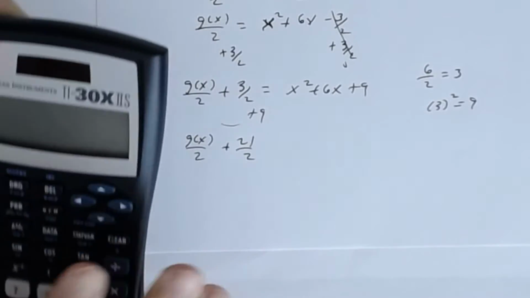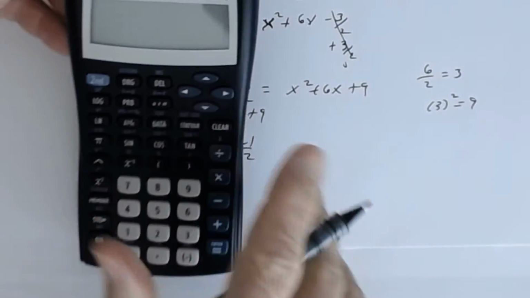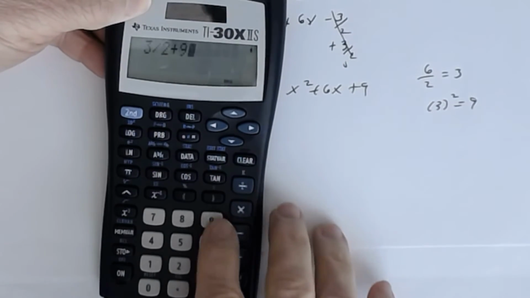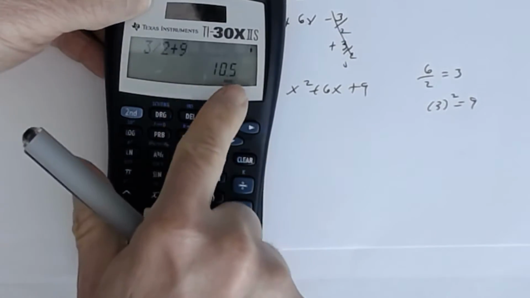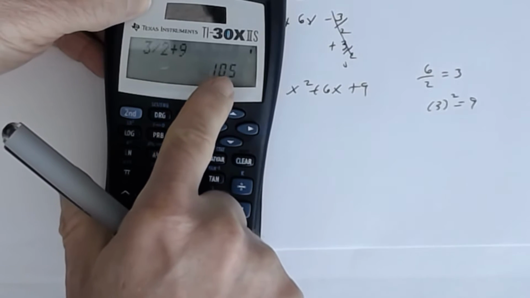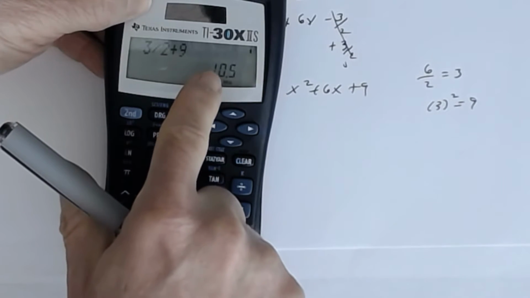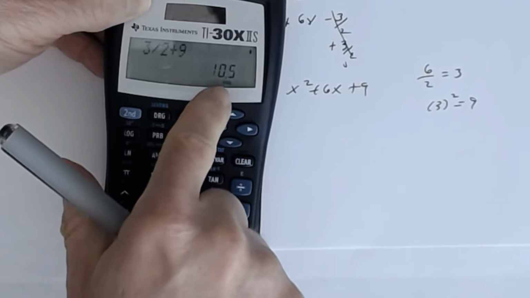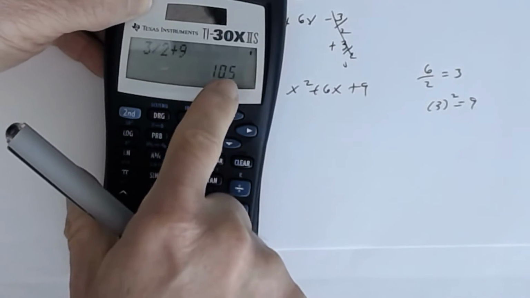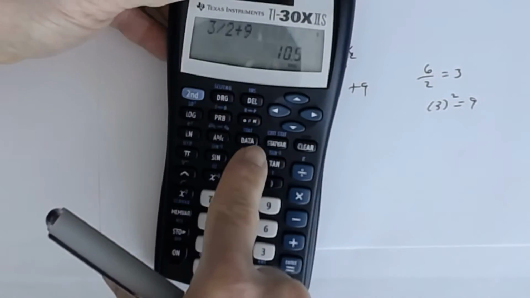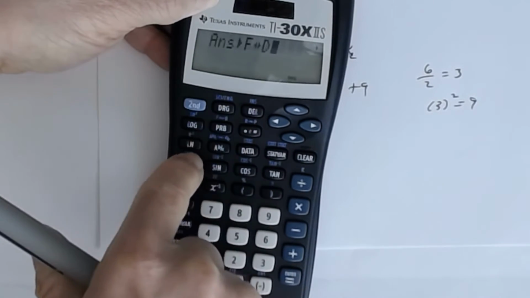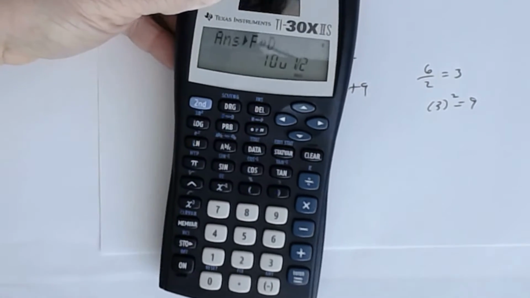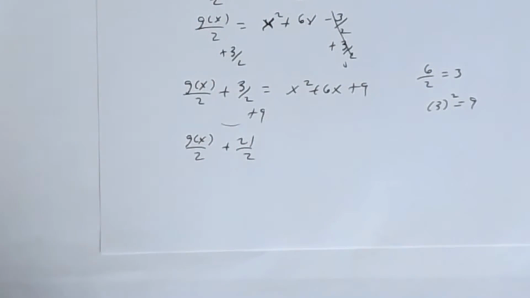So you're going to say 3 divided by 2. Remember, you got to make sure you know how to use your calculator. Plus 9 equals 10.5. And you see that 10.5, so 10 and 5/10, and 5/10 is 1/2, right? So 10 and 1/2, and then just change it back to an improper fraction, you get 21 over 2. But if you use your calculator, you're going to say second PRB, you're going to press equal, and you get 10.5. You just got to convert that back to an improper fraction.